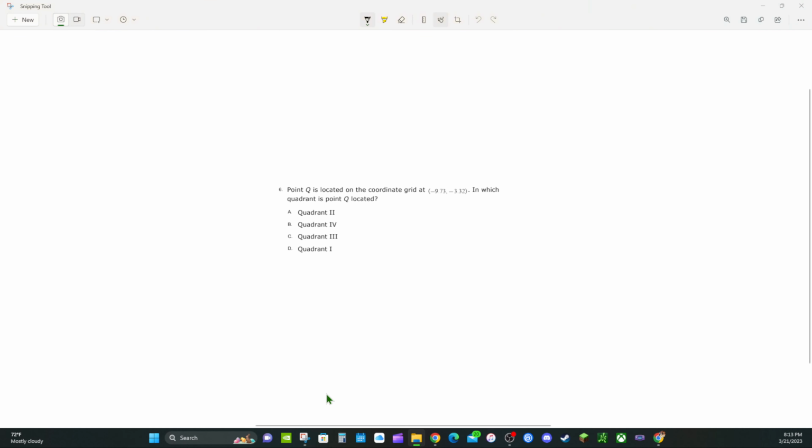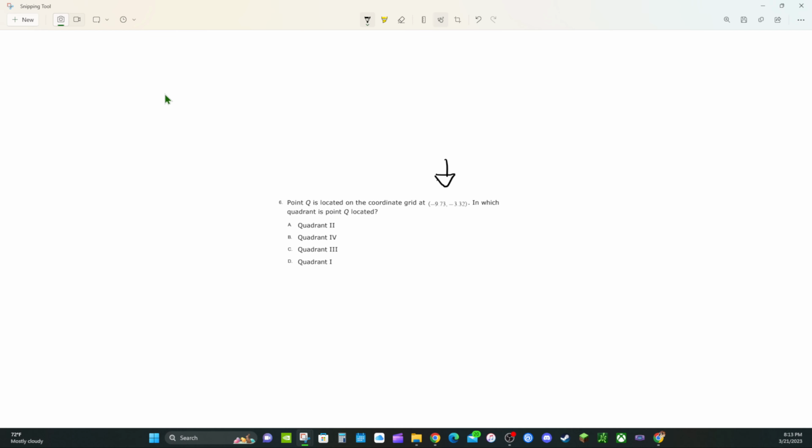So the first thing we need to know is that we're not needing to graph this. All we need to do is pretty much put it on the quadrant of a coordinate plane. So I'm going to come over here and draw my coordinate plane. It doesn't need to be pretty.